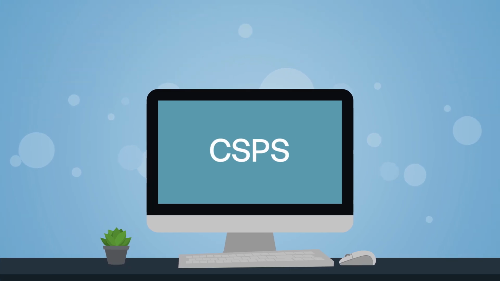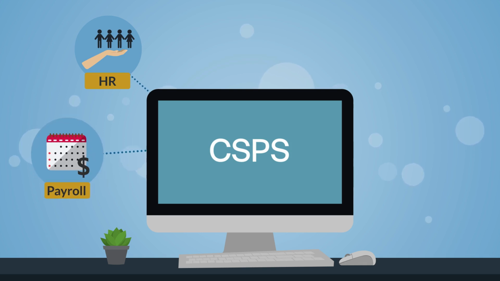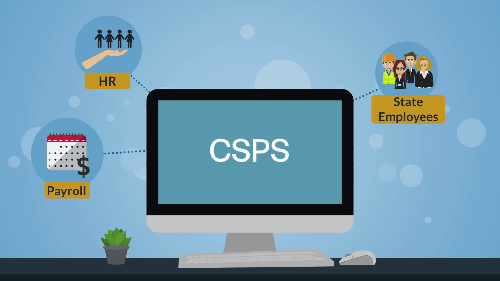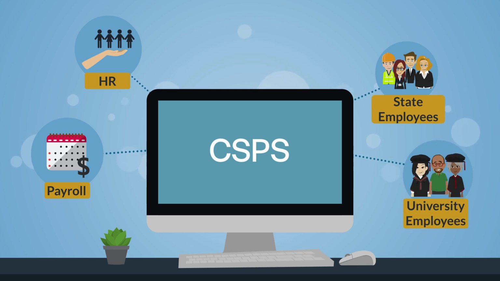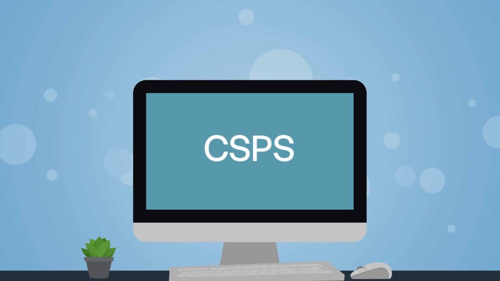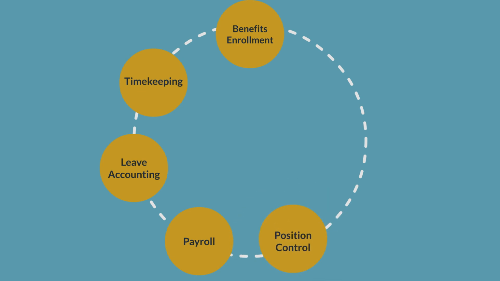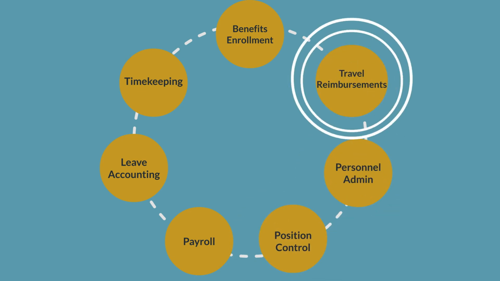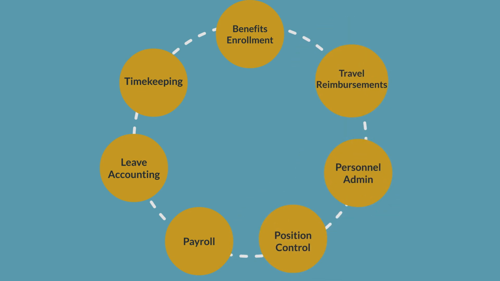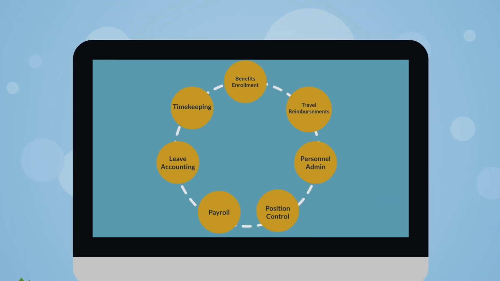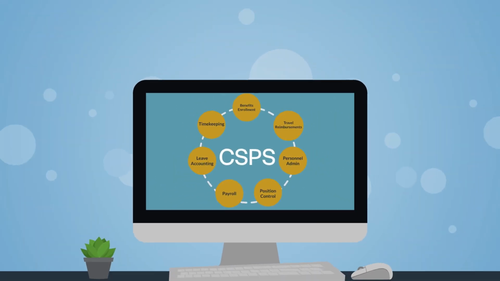The CSPS project is California's effort to implement a modern HR and payroll system for more than 250,000 state employees and 63,000 California State University employees. The new system will support benefits enrollment, timekeeping, leave accounting, payroll, position control, personnel administration, and travel reimbursements, replacing dozens of separate systems with one unified statewide solution.